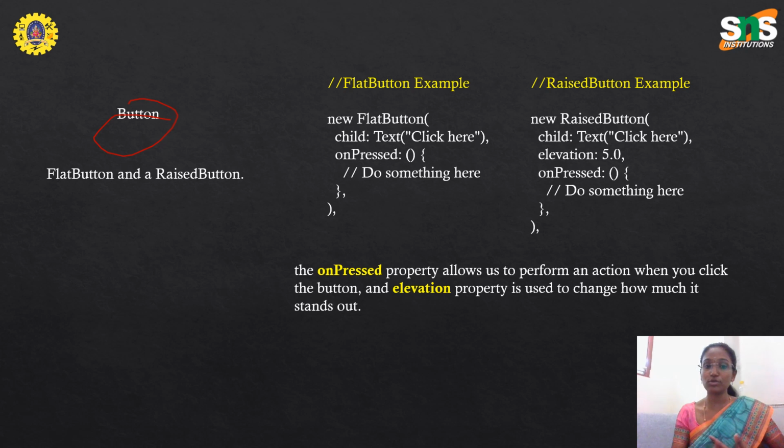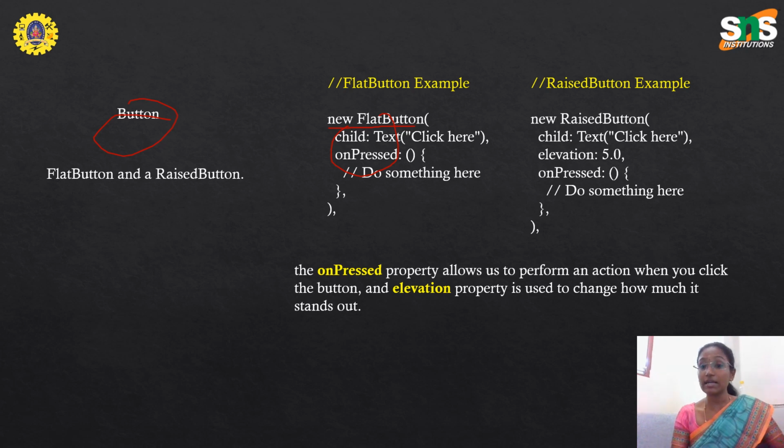Okay, the next one is the button, where we have to click. If I click something, it will be shown as a message on my screen. Here I'll give a new flat button. Flat button is one of the widgets. Child and text, click here. On pressed, if I click on the text, something visual will happen on my screen. That is the purpose of this flat button example.